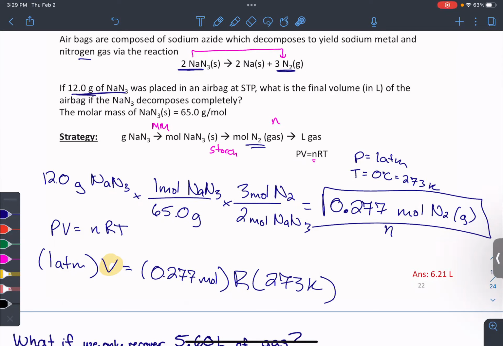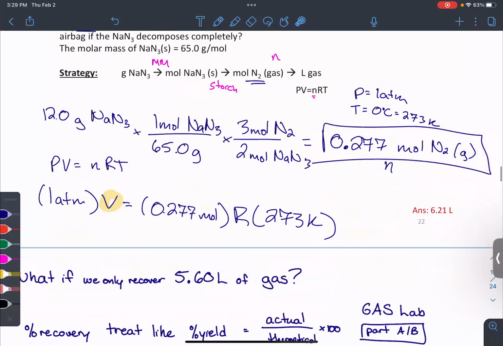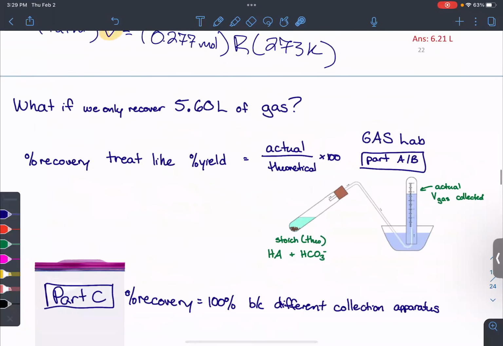Great. So to relate this to your lab, the answer we got is if all 12 grams of that sodium azide decomposes, we should get 6.21 liters. But let's pretend you did this experiment, right? You detonated 12 grams of sodium azide, but what if you only recover 5.6 liters of the gas? What then? What does that sound like? The theoretical is 6.2, but you only get 5.6. Yield. Yes. All right.